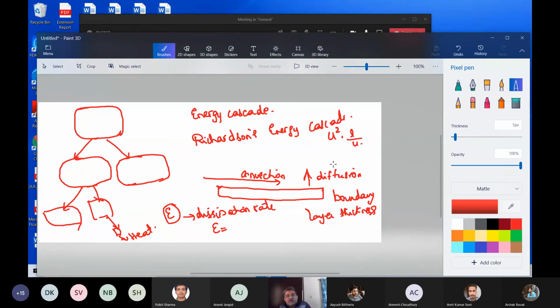This is the time scale, and the dissipation rate is equal to the energy per unit time, which is basically u square by L by u. It is equal to u cube by L. This I think you should remember by heart forever. It is the simplest form. This is very much order of magnitude analysis.